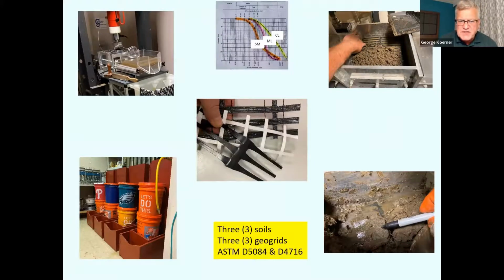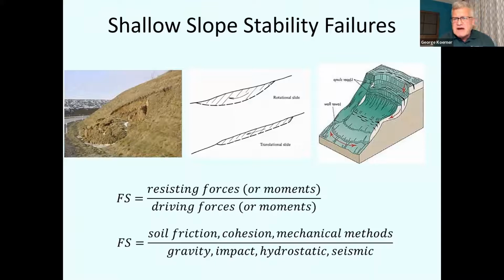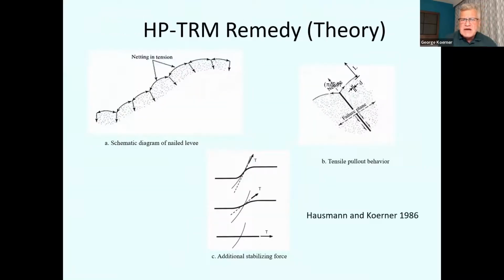Rome conference with IGS. This idea of levee protection is truly slope instability. They're typically shallow failures, and you're looking at a factor of safety with resisting forces versus the driving forces. The resisting forces certainly could be soil friction, cohesion, mechanical methods like anchors. The driving forces are gravity, impact, hydrostatic, and seismic pressure.